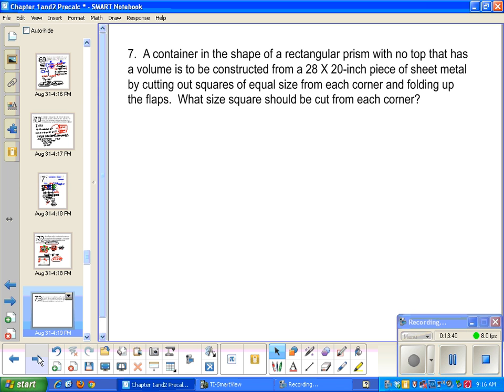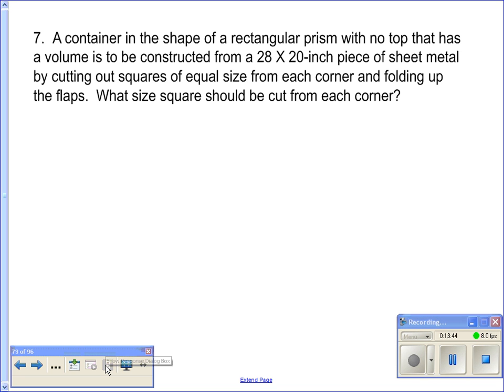Number 7. We've got a container in the shape of a regular prism with no top. It's going to have a volume, and it's going to be constructed from a 28 by 20 piece of sheet metal. And we're going to cut square edges out, and they're going to be equal size from each of the corners, folding the flaps up. And that's how we're going to create our rectangular prism. And what we want to know is what size the squares that we cut out from the corner should be in order to make that happen.